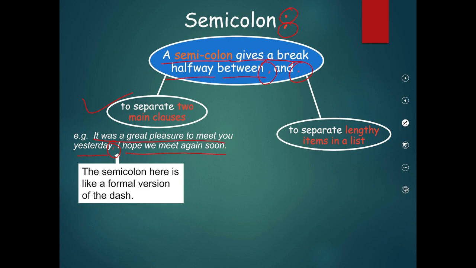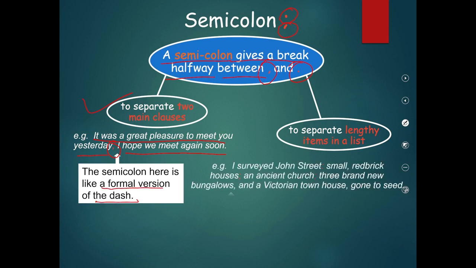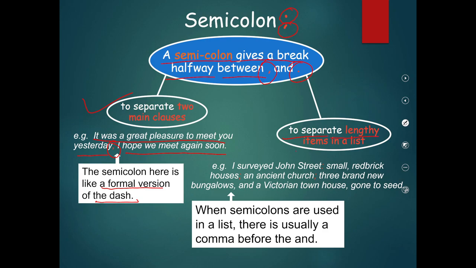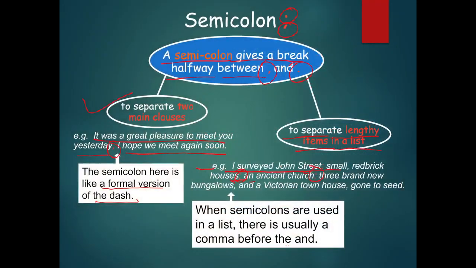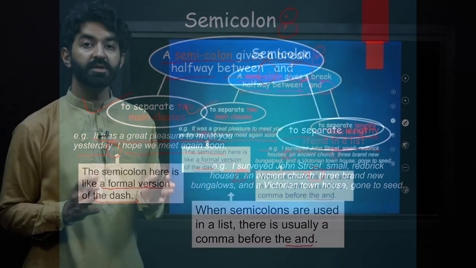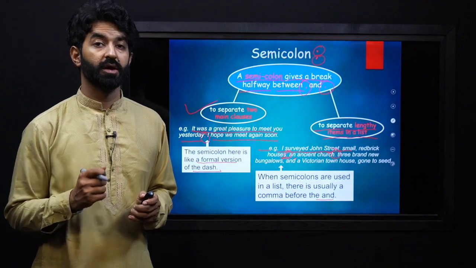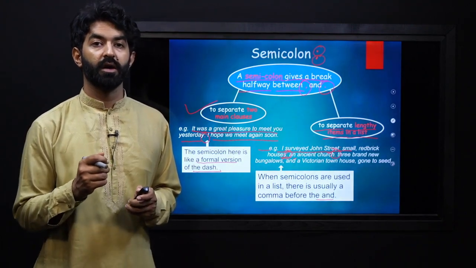The semicolon here is like a formal version of the dash. We also use it to separate lengthy items in a list. For example, we have read this sentence before, I surveyed John Street. In this whole sentence, we use the semicolons to separate the different items. When semicolons are used in a list, there is usually a comma before the "and". So this is the use of a semicolon. Keep in mind, it's used in formal writing.